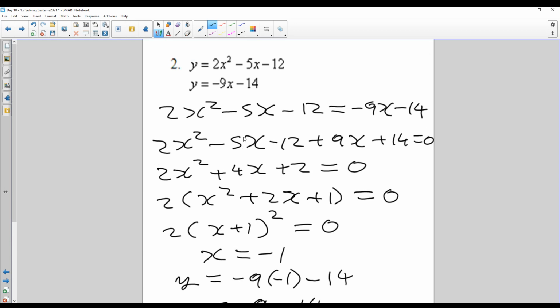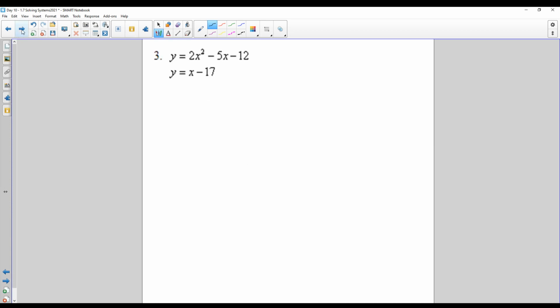Okay. All right. Let's see if we can get through this last case, which is where we expect there is no point of intersection. We'll see how that looks. So here's the third one, y equals 2x squared. So I'm going to set them equal to each other. We're going to go through the same steps again. 2x squared minus 5x minus 12 equals x minus 17. Just set them equal to each other.